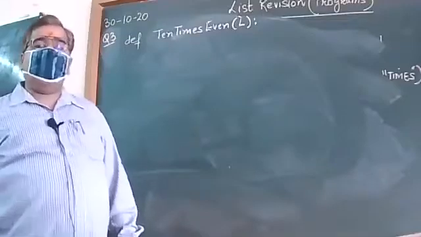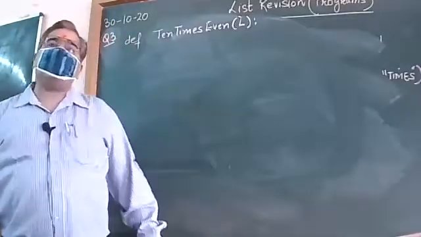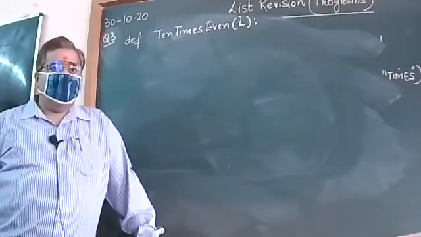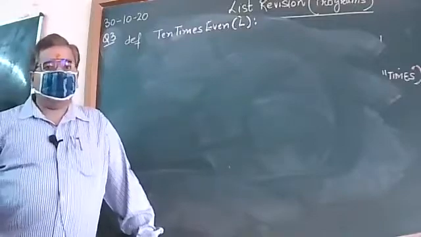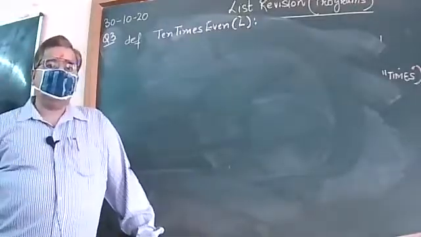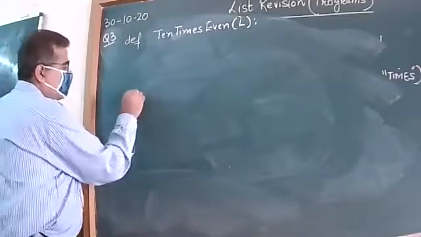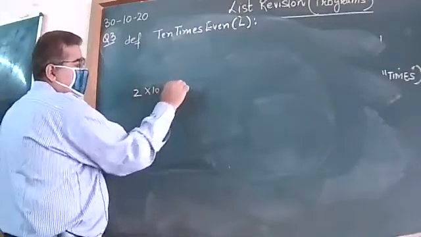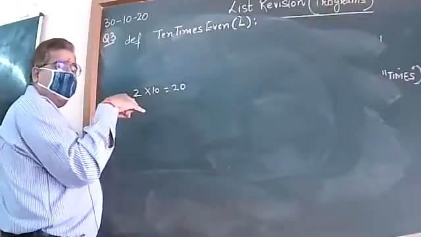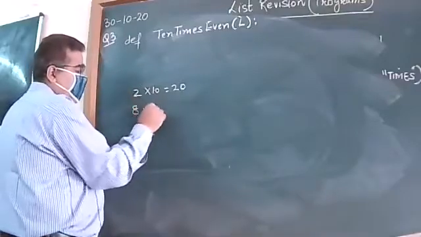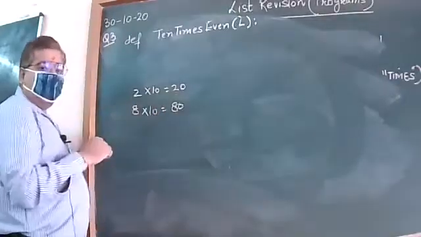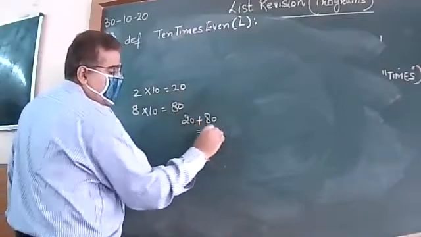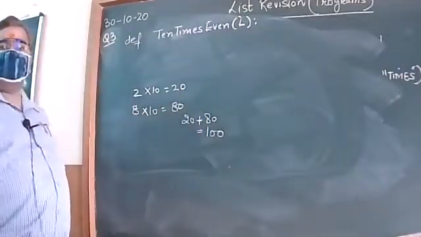Means, first of all, you will check whether your element is even or odd. If element is even, make it 10 times. Then find the sum. Suppose element is 2. You will make it 10 times, it becomes 20. The second even element given is 8. Make it 10 times, it becomes 80. Now find the sum. 20 plus 80. It comes out to 100. This is the question.